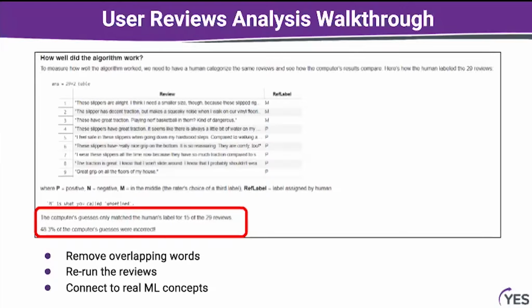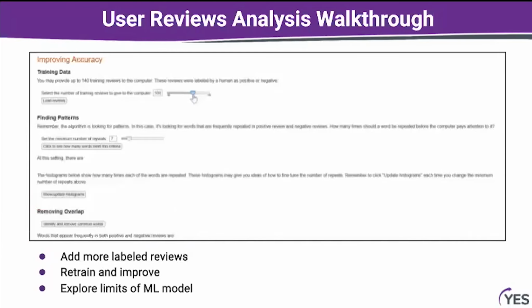As you can see at the bottom here highlighted in our red square, we notice that there are inaccuracies in the computer's guesses by comparison to the human label. In this case, the computer only guessed 15 of the 29 new reviews correctly, which means almost half of the computer's guesses are incorrect at this point, which means we might have to do some work.